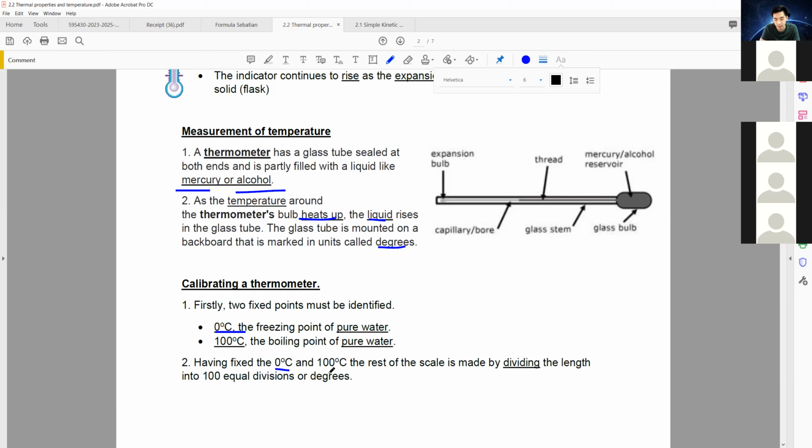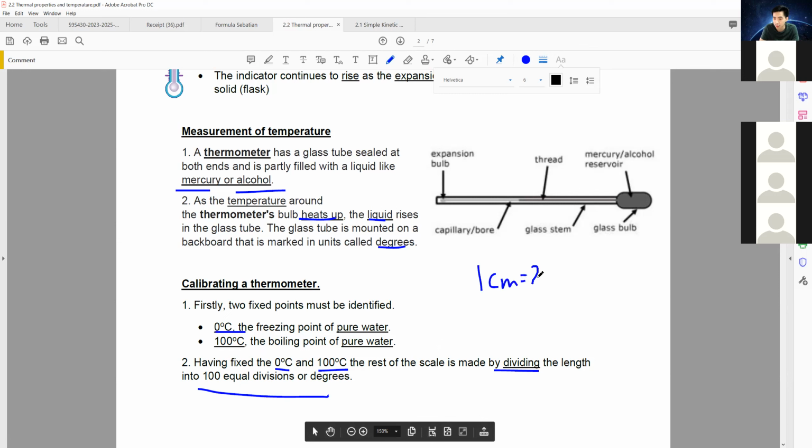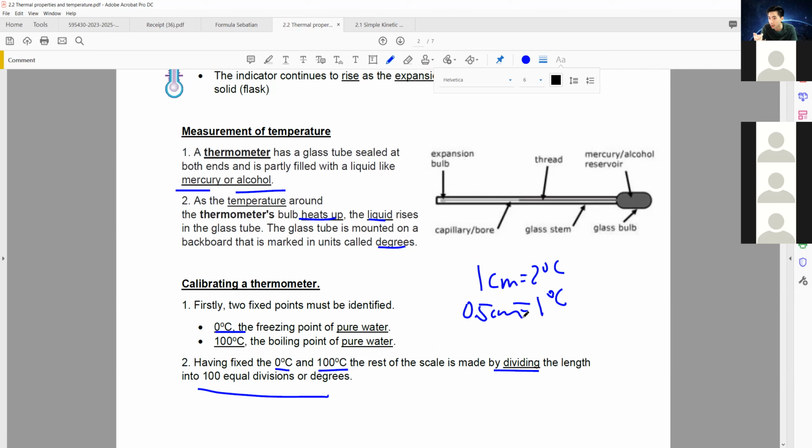Having the fixed 0 and 100 degrees Celsius, the rest of the scale is made by dividing the lengths into 100 equal divisions. Just now I said 1 cm represents 2 degrees Celsius, right? If you want 1 degree Celsius, then obviously it's going to be every 0.5 cm, right? Then from here, if you logic it out properly, you will be able to scale the whole diagram, right? But always remember, all thermometers must go through a calibration process first.